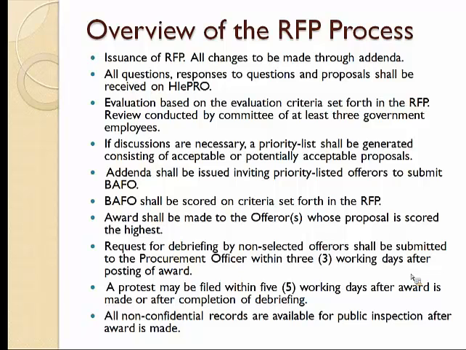Now, if discussions are needed, a priority list shall be generated, and the proposal shall be rated as acceptable, potentially acceptable, and unacceptable. And those proposals rated as acceptable and potentially acceptable may be invited for discussions, presentations, and demonstrations. Now, the list shall be no less than three offers who make up the priority list. And after the discussions, the state may call for a best and final offer, or BAFO. A BAFO will be scored based on the same criteria stated in the RFP. An award will be made to the highest scored offer.